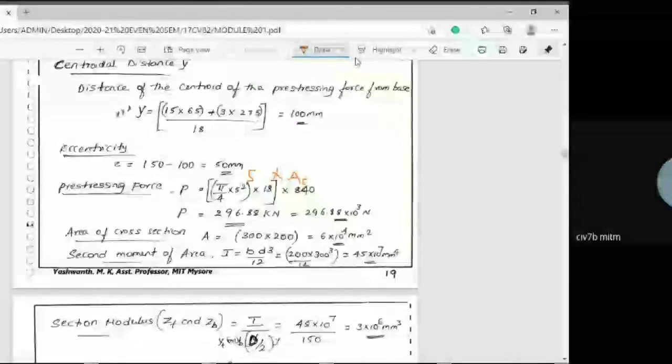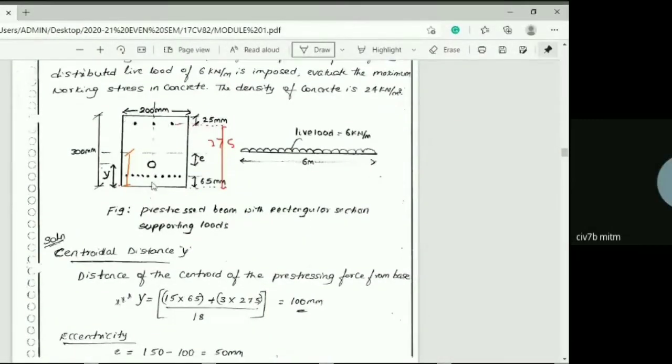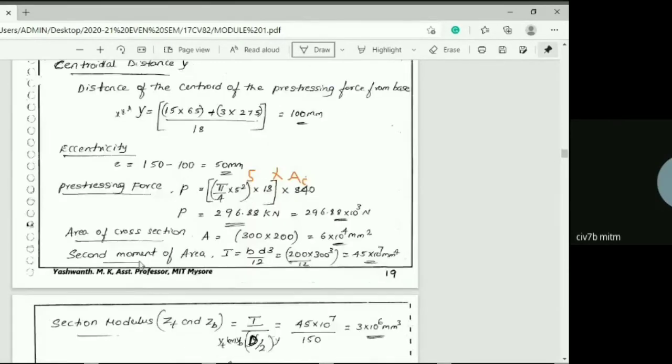Fine. Next, let me calculate the cross-sectional area. Since we know that the cross-sectional area is B into D, that is 300 multiplied by 200, that is 6 into 10 to the power of 4 millimeter square. B into capital D will give you the answer in millimeter square. Please note all these things are very important. Units are very important while substituting and while getting the answer. Fine. Next, let me move on.